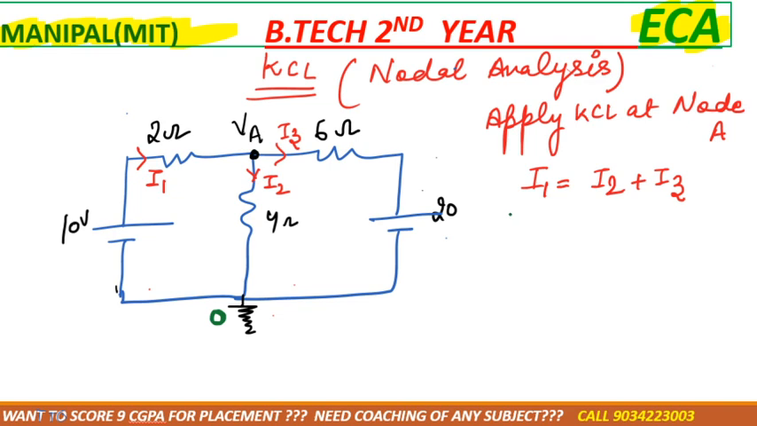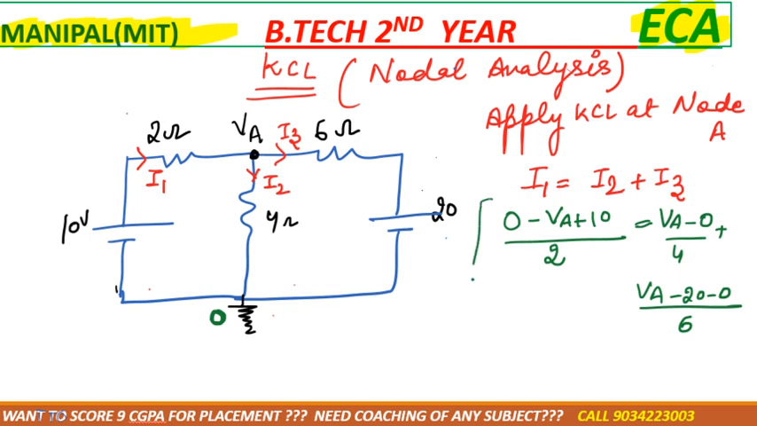It is moving from 0 to VA, so that would be 0 minus VA, and for the battery we have to take the second sign. What is the second sign? That is plus 10 divided by 2, right? Similarly, you can tell me the values for I2 and I3. Now this is a single equation, single variable. After solving it, we can get the value of VA, and then we'll have the current equation, right? So this is a simple example of nodal analysis.